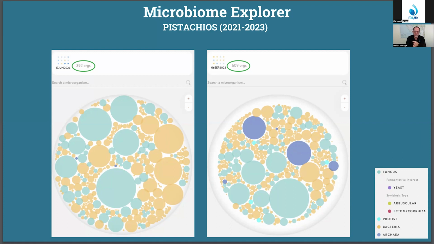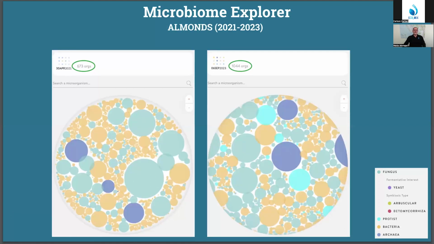If you look at the one on the right, where we have 609 organisms, you can see that it's more diverse. Even if there are big circles and small circles, there are more circles. That means there are more microorganisms. And also, what we have seen is that every year we improve and have a better fungi-bacteria ratio. They grow more fungi to balance the bacteria present in the soil. Okay, in the next slide, the same happened with the almond.